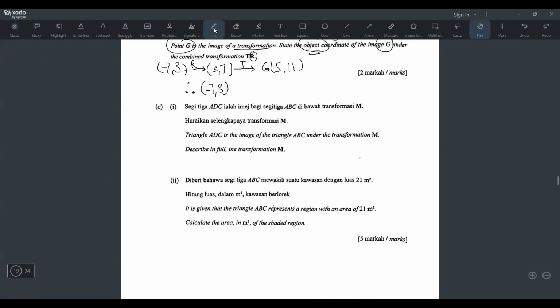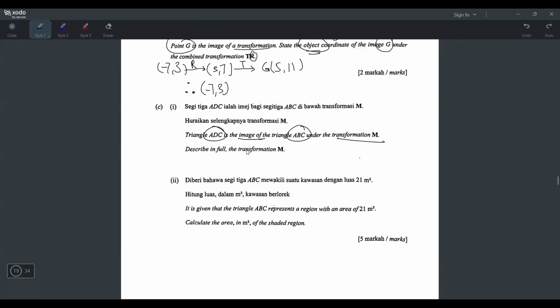Now let's do C1. C1 says triangle ADC is the image of ABC under transformation M. Describe transformation M. So if they tell you who's the object, who's the image, then it's better to write the arrow separately. ADC is the image, so ADC will be here because image means the ending. And then ABC will be the object. So you start with ABC and then you end with ADC.